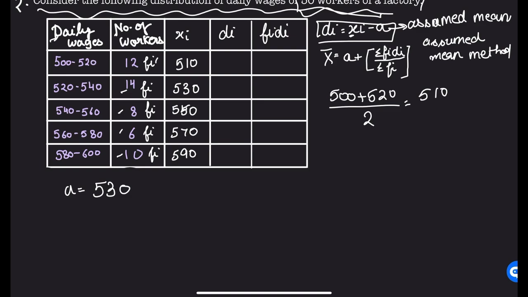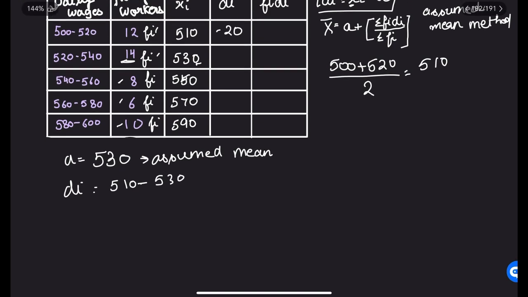So these are the fi. The greatest frequency is 14, and in front of 14, the xi is 530. So according to the greatest frequency, we choose our assumed mean. This is the assumed mean. So the value of di will be equal to xi minus assumed mean. 510 minus 530 will be minus 20.